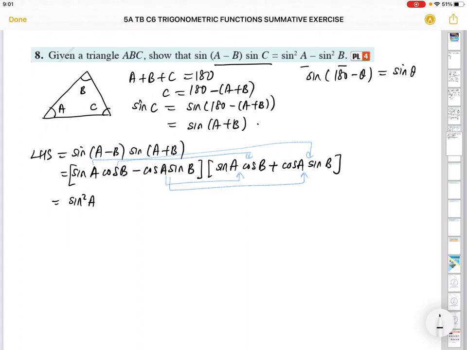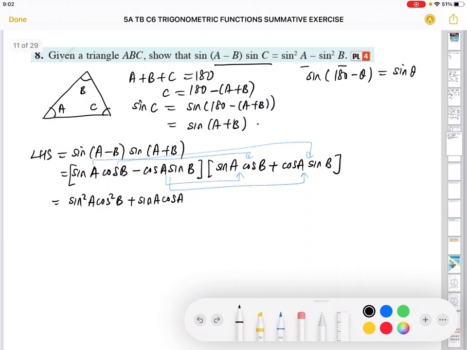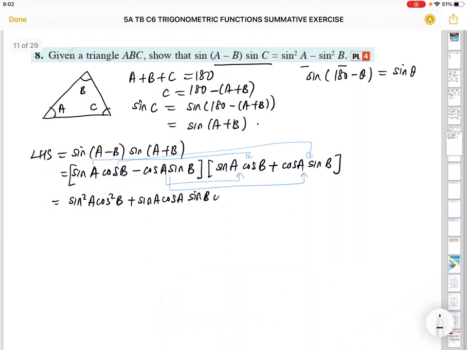Then the second one, sine A cos B times cos A sine B. Now this is a unique one because you have all 4: sine A cos A, sine B cos B. Then we take cos A sine A, sine B cos B. Again, you have all 4. And finally cos A times cos A is cos square A, sine B times sine B is sine square B.